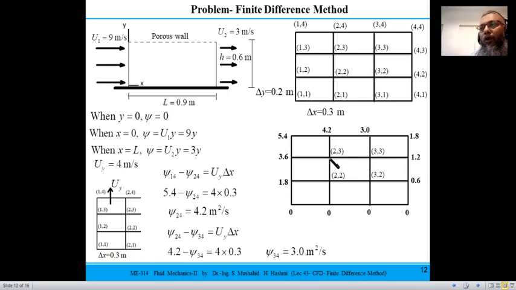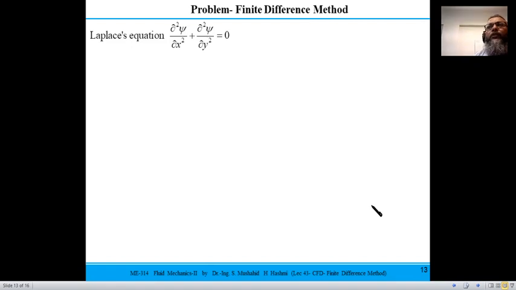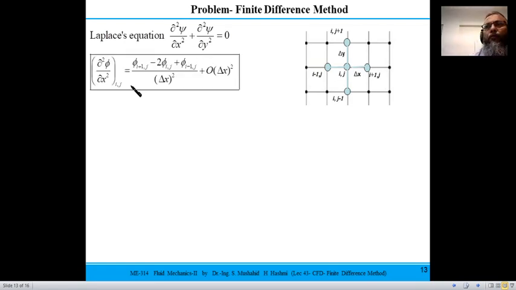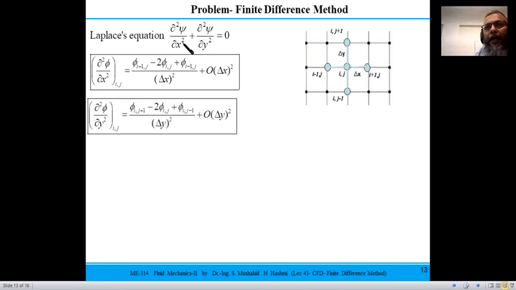Now I need to solve my fluid flow problem for these 4 nodes, and my governing equation is Laplace's equation. So what I need is this Laplace's equation to be applied to the grid. And as I know from the finite difference method, I am dealing with the second order derivatives of some function in x as well as in y. So I just use these expressions. Instead of phi, I just replace with psi.